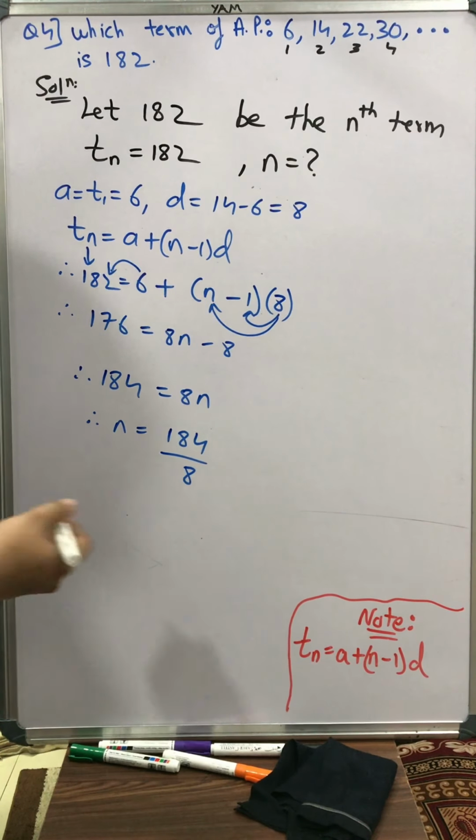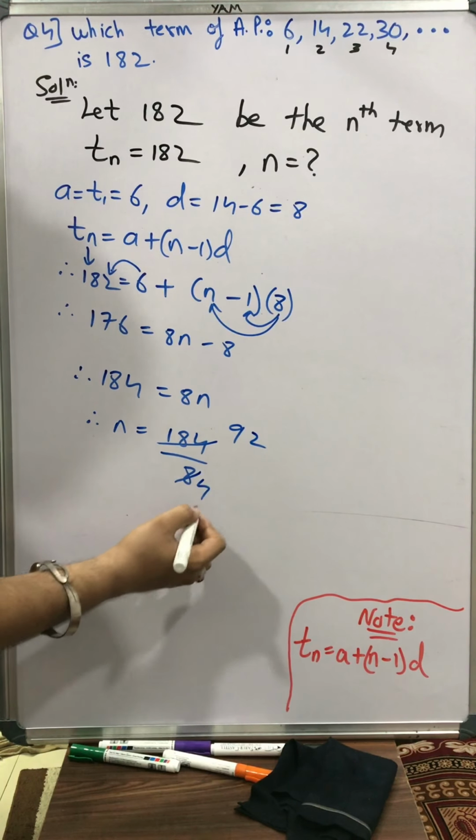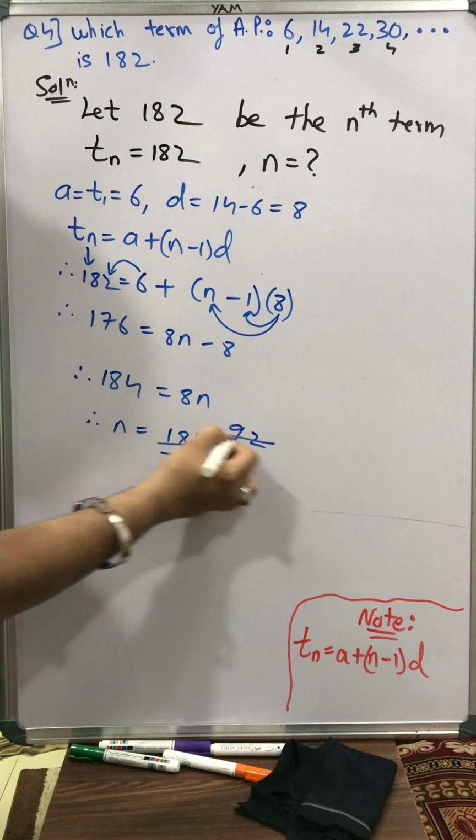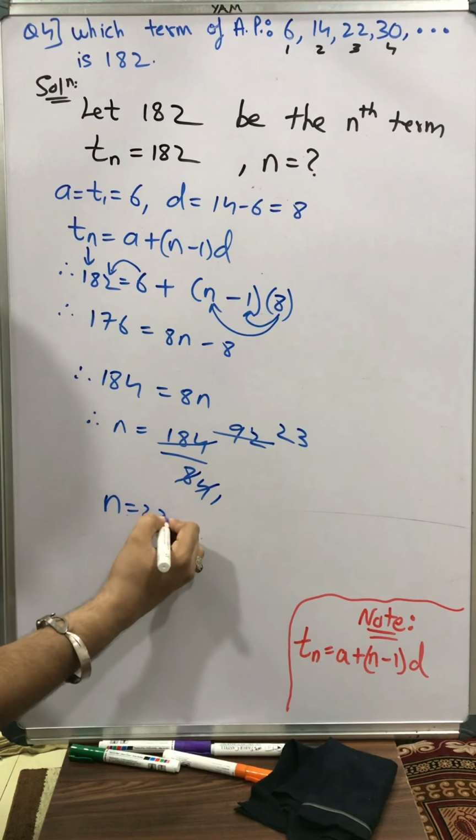Now let's do the cancellation with 2 only first. 2 4s are 8, 2 9s are 18, 2 2s are... Okay, then 4 1s are, 4 2s are 8, carry 1, 4 3s are 12. So n is equal to 23.